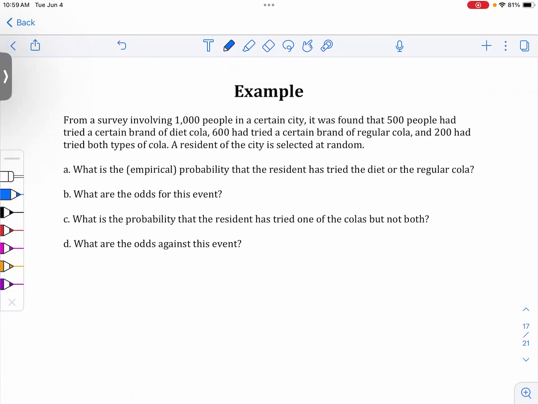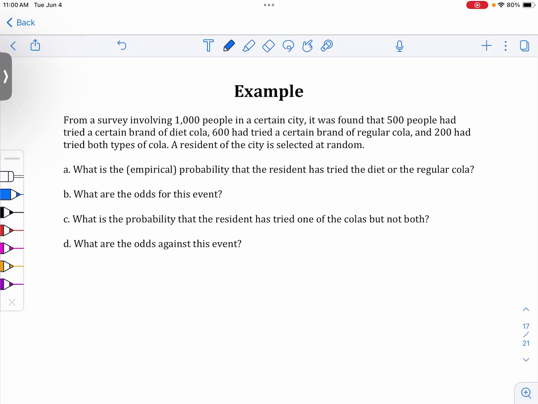From a survey involving 1,000 people in a certain city, it was found that 500 people had tried a brand of Diet Cola, 600 tried a certain brand of regular, and 200 had tried both. A resident of the city is selected at random. What is the probability? I put the word empirical in there because probabilities are about the long run chance of an event occurring. Empirical means the probability something is supposed to happen in the long run.